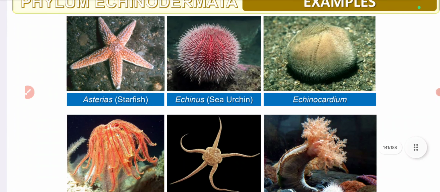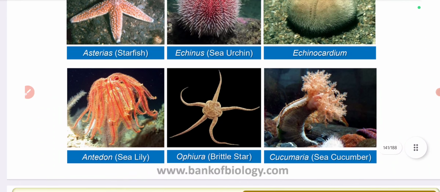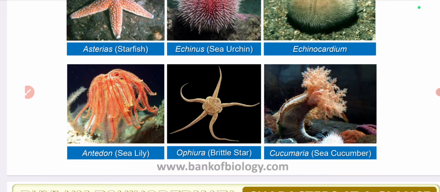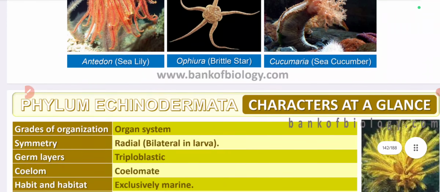Examples: Asterias or starfish, Echinus or sea urchin, Echinocardium, Antedon, Ophiura or brittle star, Cucumaria or sea cucumber.